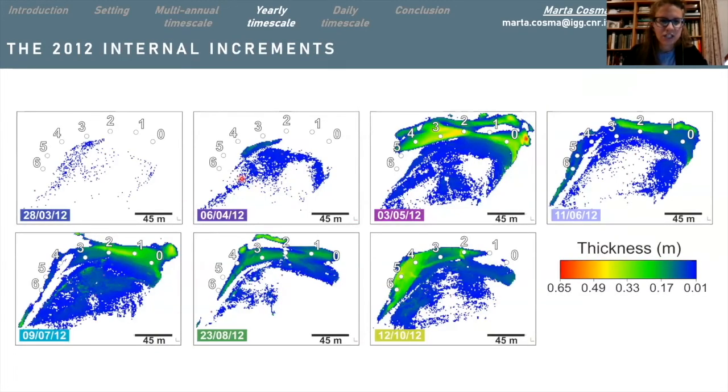This shows the thickness of the deposits preserved between the different surveys, the different internal increments. You can see that there is quite an alternating behavior in the deposition. Some of them show deposits in the apex, in the seaward, and in the landward zone. Some others show deposits only in the landward zone, only toward the seaward part of the point bar, and some only toward the landward part. So there is quite an alternating behavior of the preserved deposits.